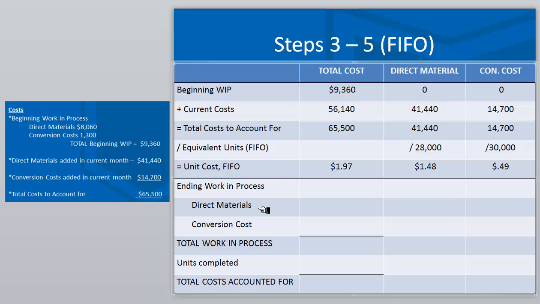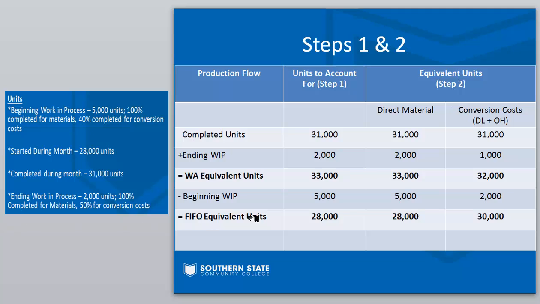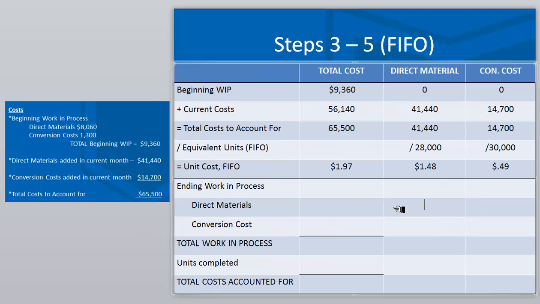Ending work in process for direct materials. We'll look back. We had 2,000 and 1,000 once again. So 2,000 times $1.48 gives me 2,960. 1,000 times 49 cents gives me 490. My total WIP, 3,450.